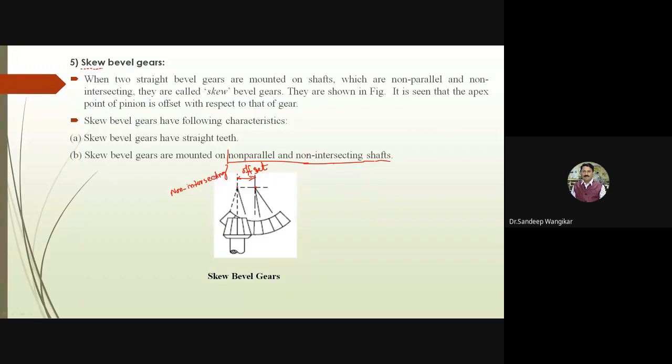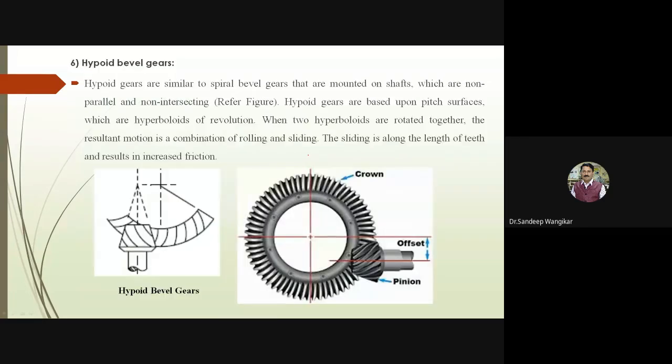And the same combination, non-parallel and non-intersecting. In this case, I have said that they are straight bevel gears. If the straight bevel gears are replaced by spiral gears, then the combination is called hypoid. Taking the next type. So here you can understand clearly, two different diagrams are given. The hypoid gears are similar to spiral bevel gears. So skew are similar to straight bevel, hypoid are similar to spiral bevel gears.